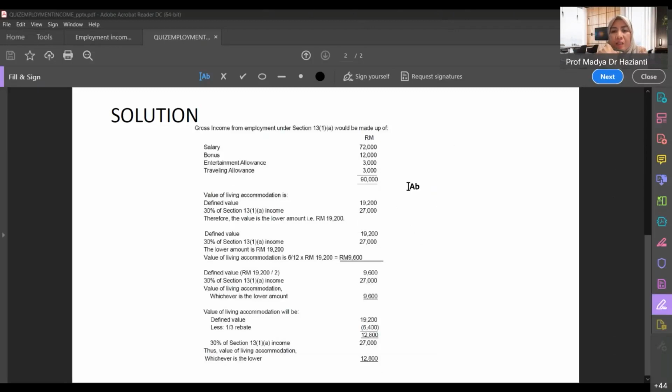This is not an easy subject because there's a lot of sections that you have to remember. A lot of calculation. Ini baru zakat. Belum zakat baru tax. Saya belum zakat. No problem because you already have the solution. Okay. And this is only on accommodation.